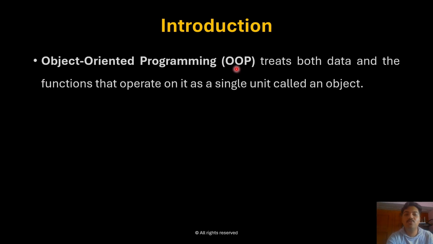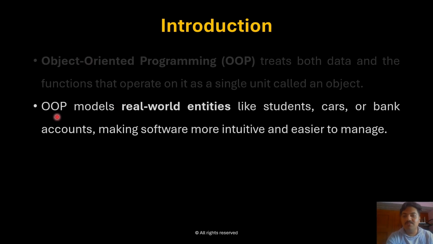Object-oriented programming treats both data and functions that operate on it as a single unit called an object. So, in object-oriented programming, all the things, that is data and functions, are operated under a single unit that is called an object. We create objects in object-oriented programming. Object-oriented programming models real-world entities like students, cars, banks, accounts, making software more intuitive and easier to manage.